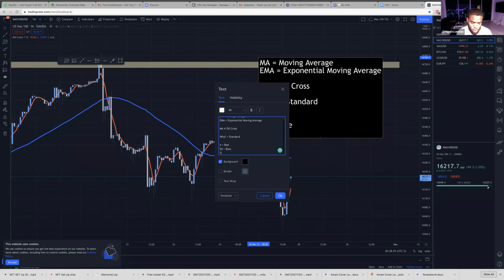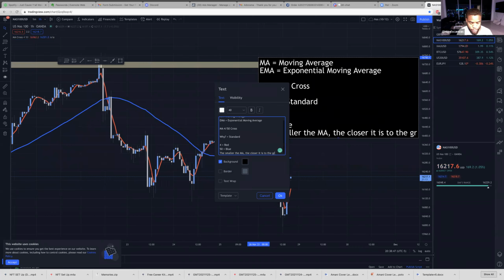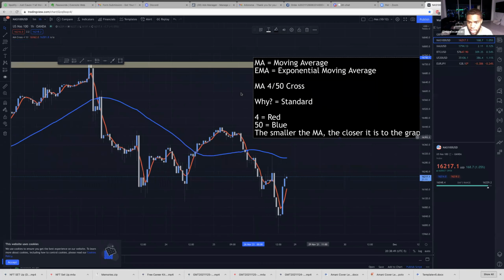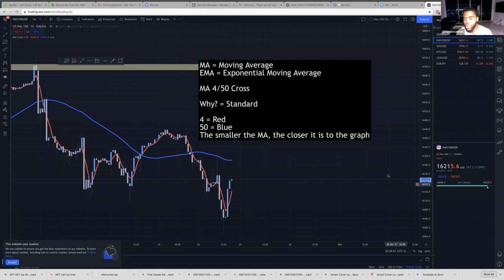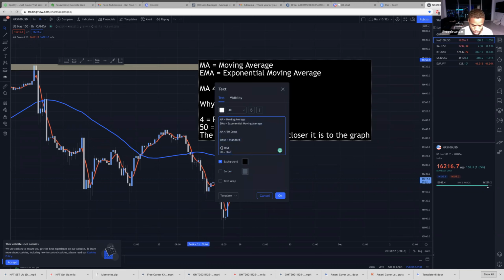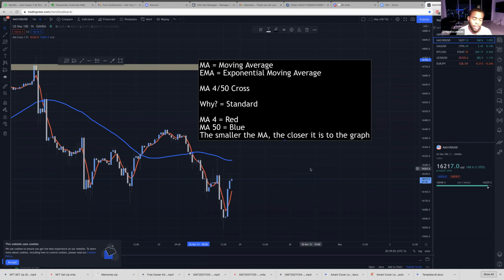One thing to note: the smaller the moving average, the closer it is to the graph. Let's make that make sense. The smaller the moving average, the closer it is to the graph. So you guys see I have a 4 moving average, MA4, and we have MA50. Without even looking at the colors, I would know that the MA4 is literally tight on the graph, where the MA50 is a little bit further away. You got the moving average 4 that's right up on it, and that 50 is even further away.